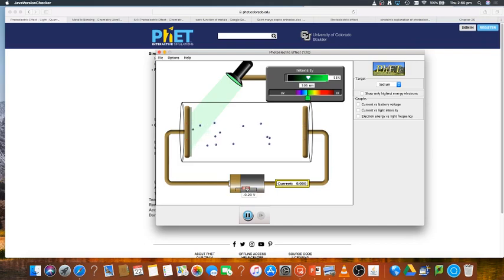Now, I can't do too much fine tuning on this application. You can see we've got electrons that are traveling very close to the other end, but not quite making it. Okay.